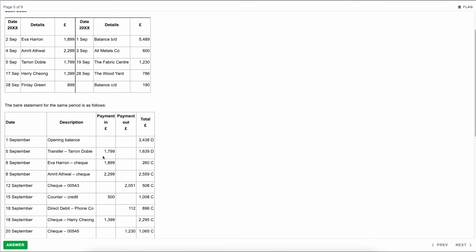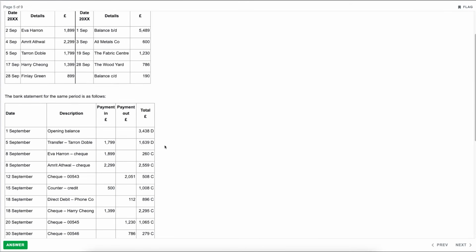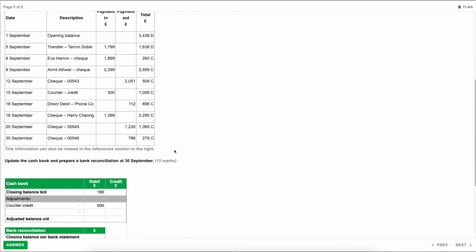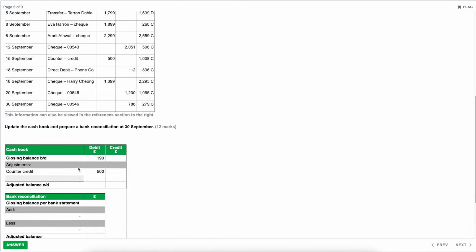Let's keep going. So we've got one more to find. So we've got direct debit, 112, which we don't have on here. Okay, so our other entry would be our direct debit. So let's find that. Oops, scroll down. So direct debit phone company, and this was a payment out, so therefore it would be a credit within our cash book.